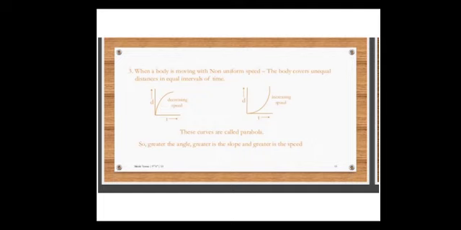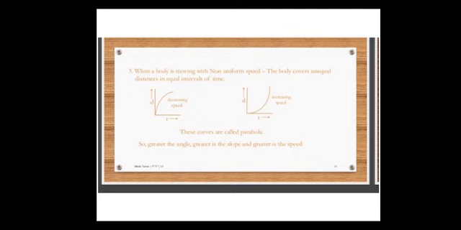Now the third graph is for non-uniform speed. When a body is moving with non-uniform speed, it covers unequal distances in equal intervals of time. Here we get two types of graph. One is with decreasing slope and the other is with increasing slope, or speed. The first one is for decreasing speed. Here the speed of the object decreases, and the second one is for increasing speed. So greater the angle, greater is the slope, and greater is the speed of the object.